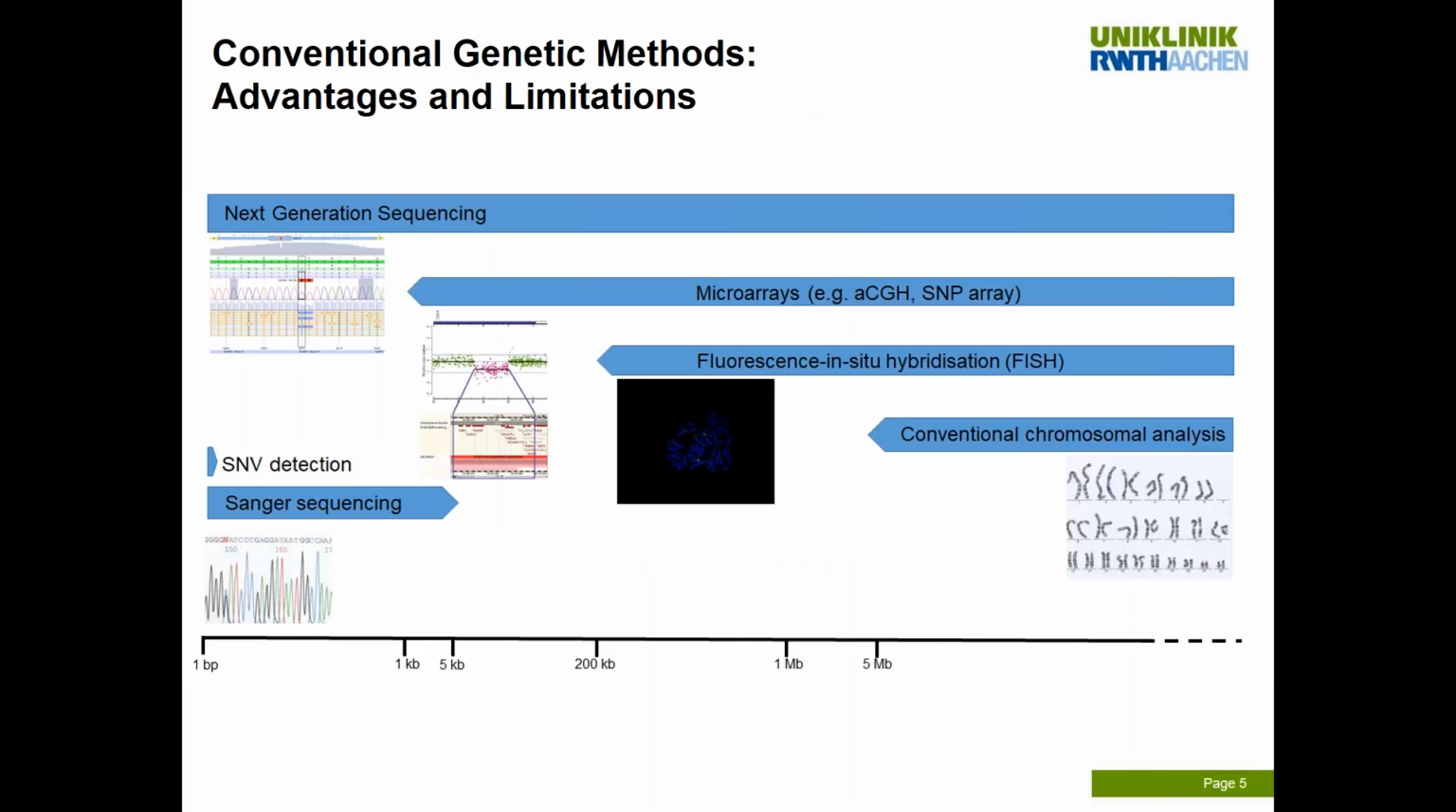However, all these techniques have advantages, but also limitations. This is a very rough overview on the limitations we have with the different methods. Chromosomal analysis addresses copy number variations and numerical aberrations down to 5 megabases, but the resolution is very low. Therefore, several years ago, fluorescence in situ hybridization was established, but the situation improved when microarrays were developed and implemented in routine diagnostics 20 years ago.